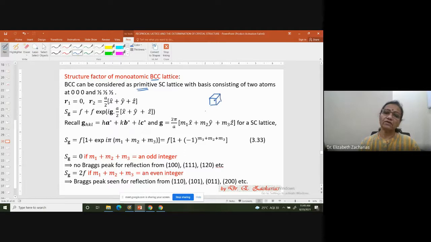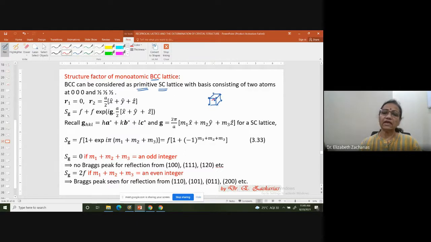There will be one lattice point at the center, at the body center, and then 8 at the corners. Now, a BCC's primitive cell is simple cubic. You can treat a BCC containing identical atoms as simple cubic. And in that simple cubic, what is present in each lattice you have to see.